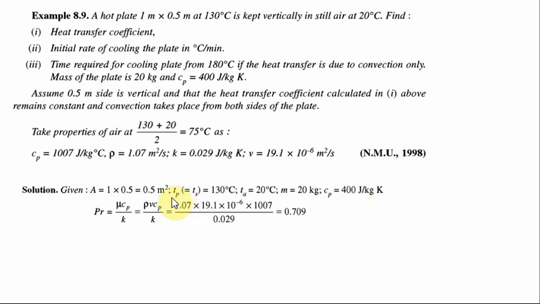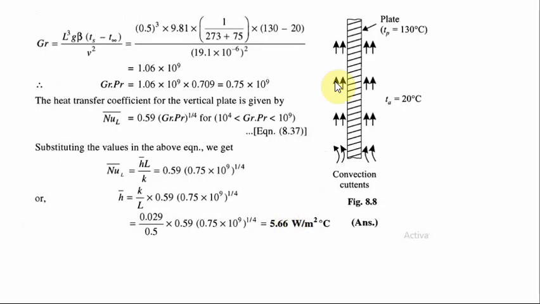From the given data, first we can find the Prandtl number. Prandtl number is equal to mu Cp by K. Substituting the values, we get 0.709, and this is a vertical plate. From both sides convection is occurring.